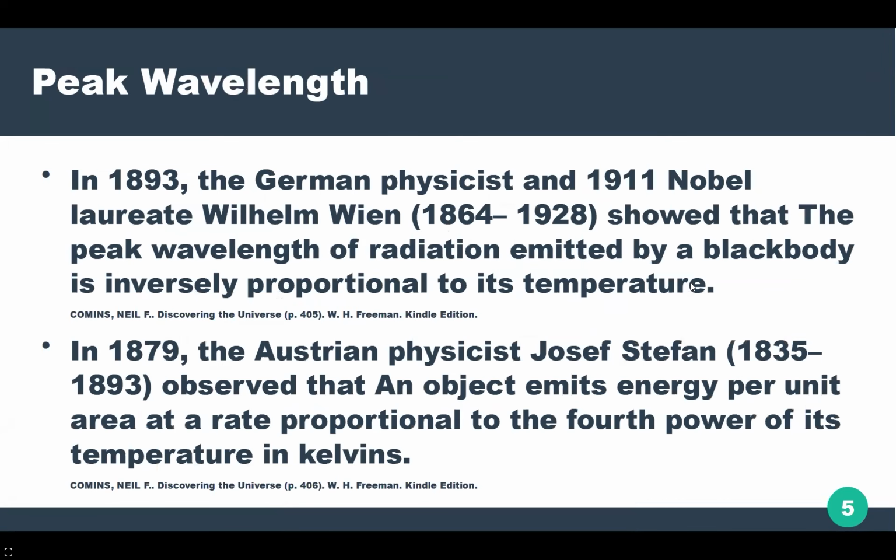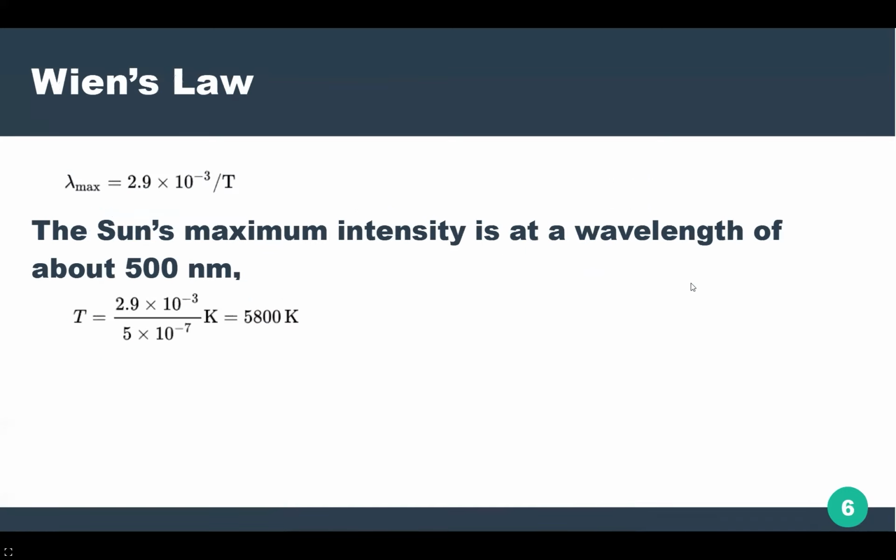In 1893, the German physicist and 1911 Nobel laureate Wilhelm Wien showed that the peak wavelength of radiation emitted by a black body is inversely proportional to its temperature. In 1879, the Austrian physicist Joseph Stefan observed that an object emits energy per unit area at a rate proportional to the fourth power of its temperature in Kelvin.